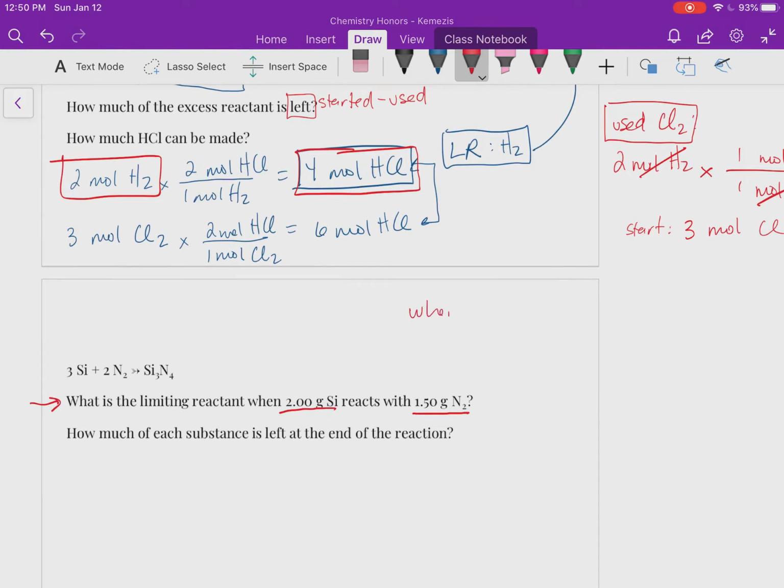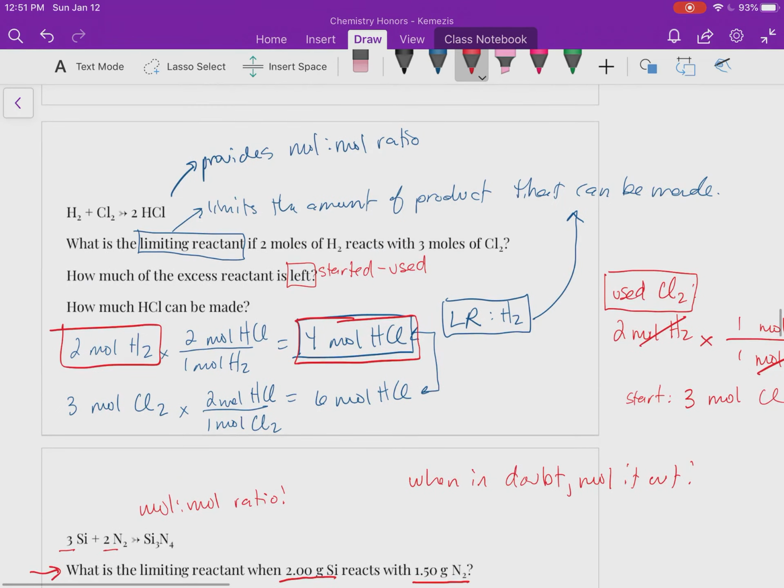So remember, when in doubt, mole it out. If I'm going to use this 3-to-2 ratio, it has to be in moles. This is a mole-to-mole ratio. So I need to get those masses into moles, but we're still following the same guidelines.